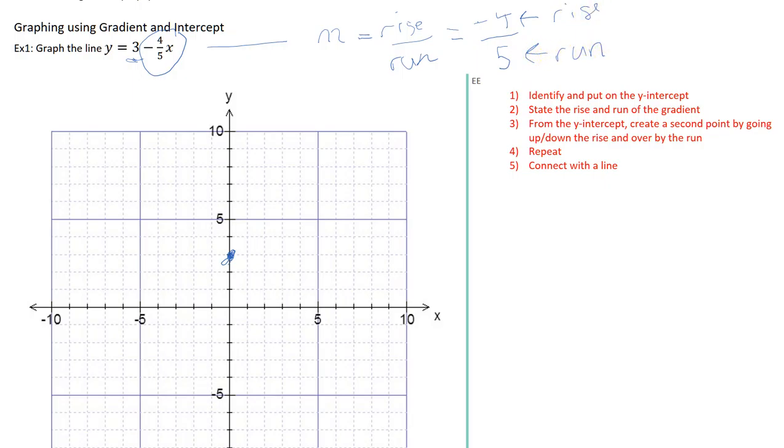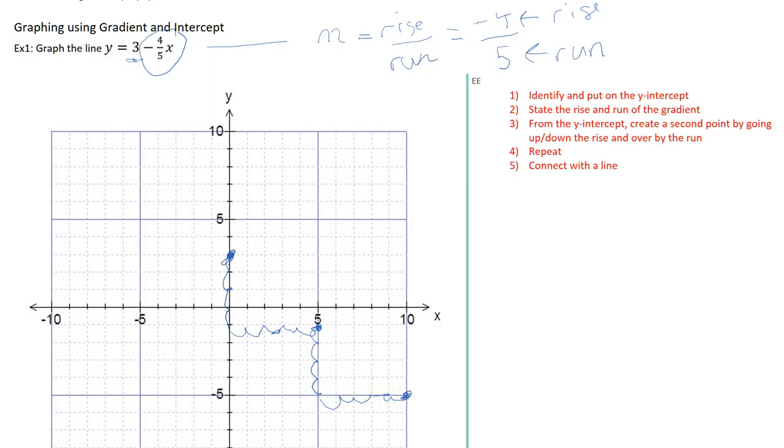So then we go to our graph. Again, start from the y-intercept. So I've put my pen back where I was before, right on that 3. The rise says negative 4, so I go down 4: 1, 2, 3, 4. The run says 5, so I go over 5: 1, 2, 3, 4, 5. I pop on a new dot. If I want to make a really great line, I can repeat that, going down another 4 and over another 5.